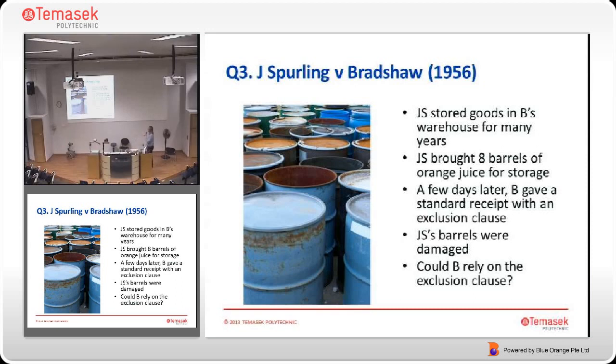A good question. Question 3. Jay Spurling v Bradshaw, 1956. JS stored goods in B's warehouse for many years. So this is an ongoing thing. Then JS brought 8 barrels of orange juice to store in the warehouse. A few days later, B gave a standard receipt to JS with an exclusion clause. And then JS's barrels were damaged. Could B rely on the exclusion clause?